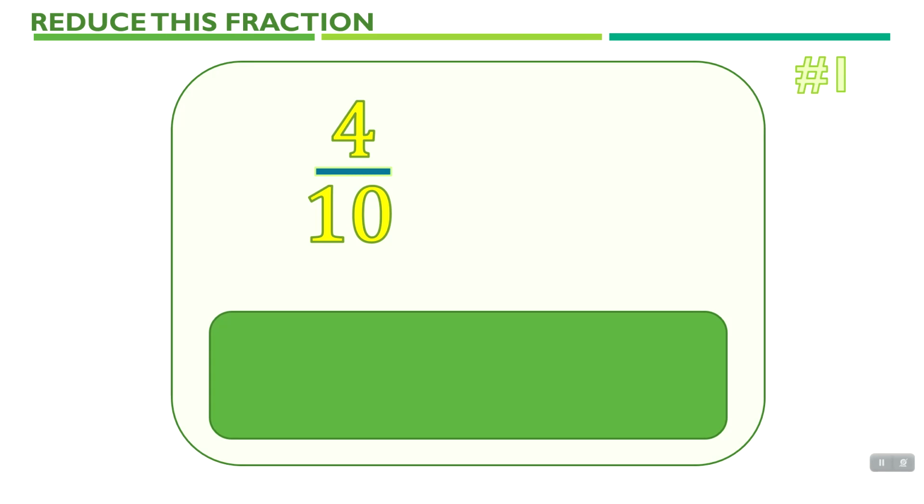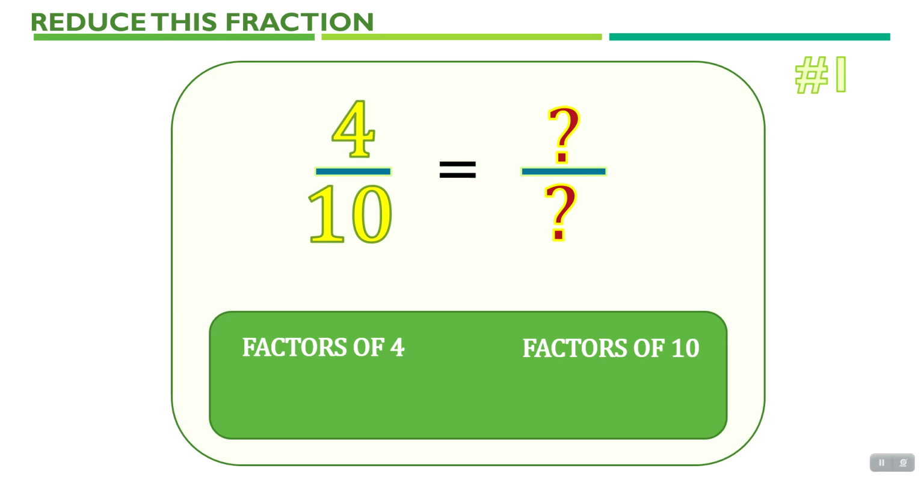Let's look at the fraction 4 out of 10. If we reduce 4 over 10, what fraction will we get? We list the factors of 4 and the factors of 10. Can you list the factors of 4? 1, 2, and 4. Can you list the factors of 10? 1, 2, 5, and 10.